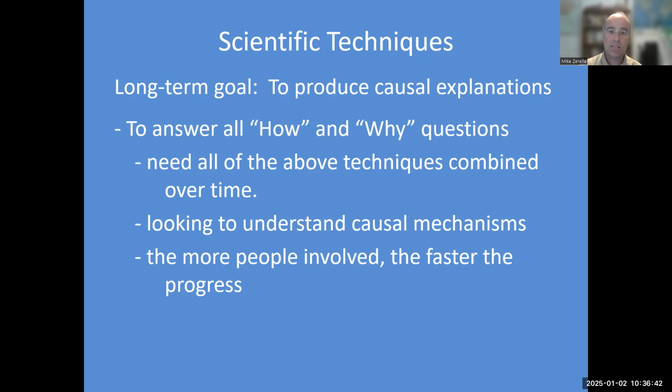These are the kinds of things that scientists are trying to do, ultimately, over the long term. Produce that kind of answer, that kind of understanding that can answer these how questions and these why questions.